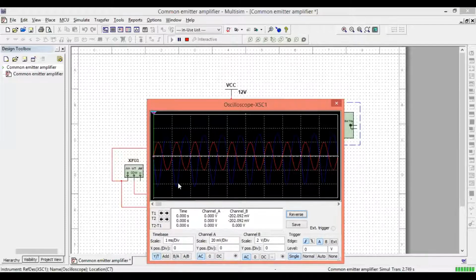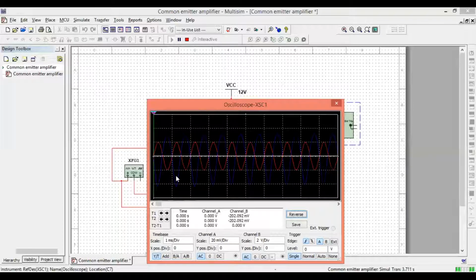जो हमारा output है वो amplify हो रहा है, and that is actually being inverted because आप लोगों को पता है कि जब हम common emitter configuration use करते हैं, so उसमें 180 degree phase shift आता है. So that is actually an inverted amplified output.